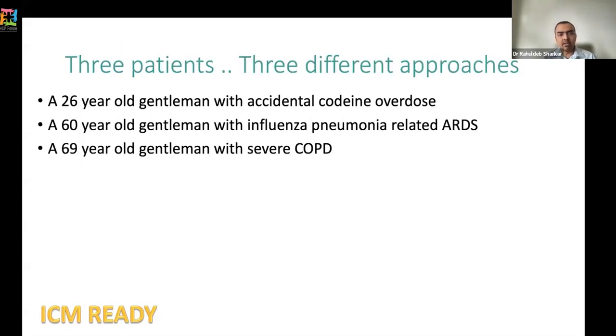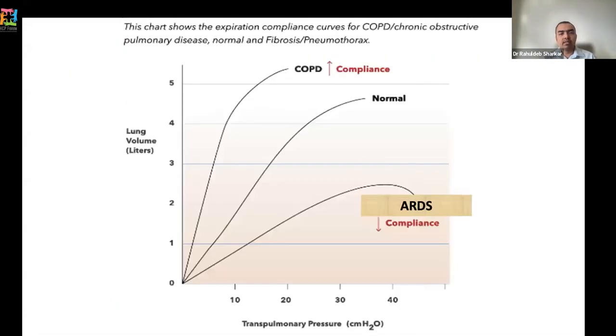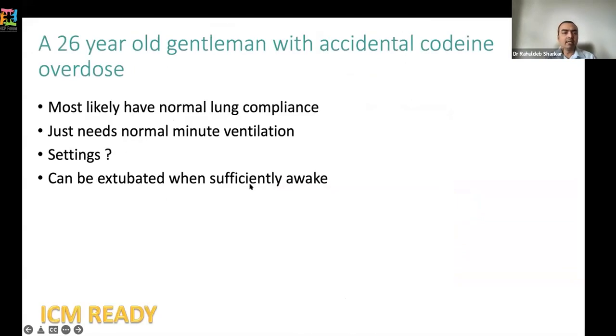And then we can decide what mode or setting we have to use to ventilate these lungs. But for our first patient, we know that this is a normal lung, so the compliance will behave quite well in the middle. Therefore, we'll say it's a normal lung compliance, and it just needs normal minute ventilation, which is about 100 ml per kilo body weight. And then what setting can we use? Any setting, volume control or pressure control, with the target volume in mind. And the patient can be extubated when sufficiently awake. So no problem at all.